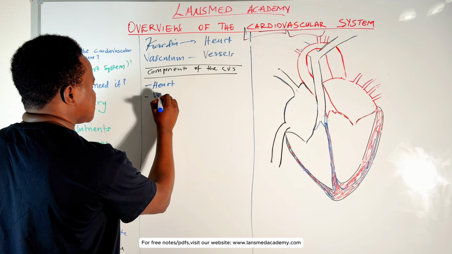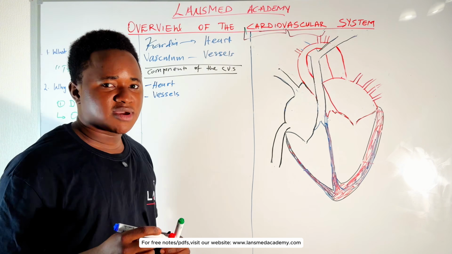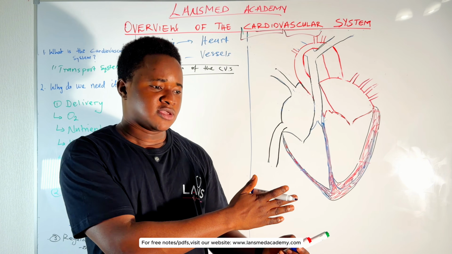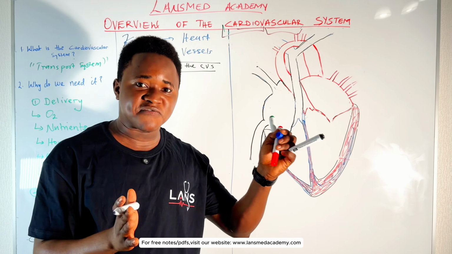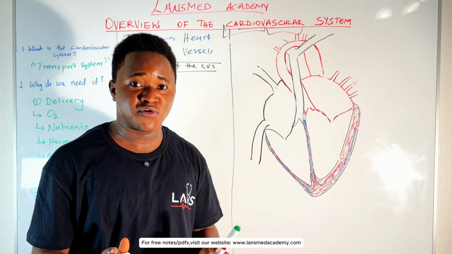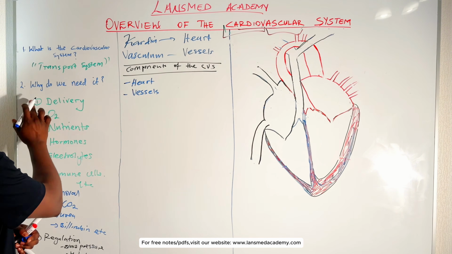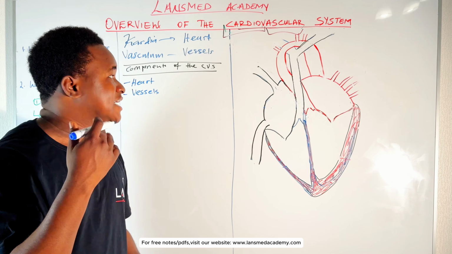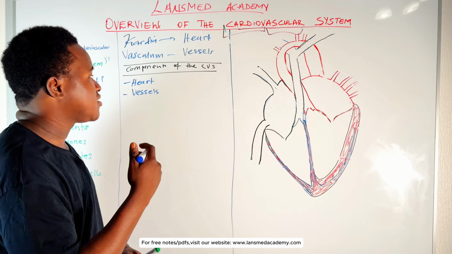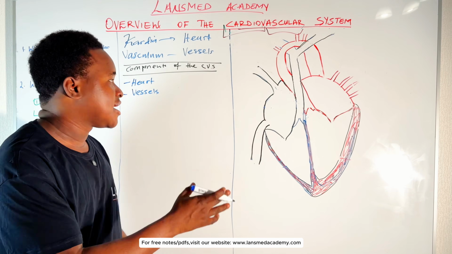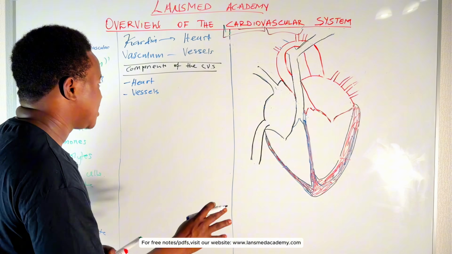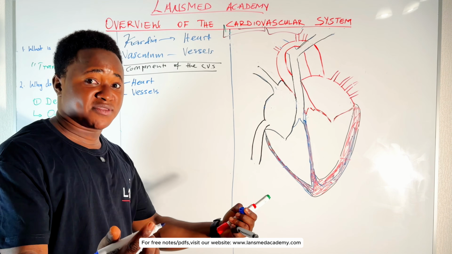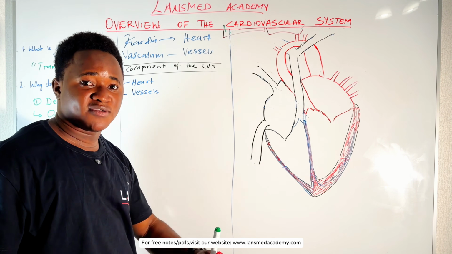Now, the second component of the cardiovascular system is the vessels. The vessels are the delivery channels. These are the channels leading to different organs and different parts of your body, enabling the delivery, removal, and regulation processes. I'm going to explain the vessels in more detail in separate videos. For now, let's just understand that the vessels are also part of the cardiovascular system, in fact from the word cardiovascular.